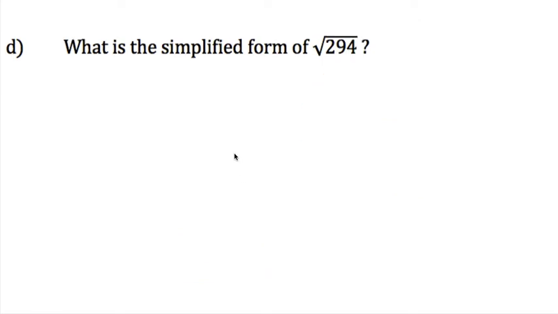D, 294. Sometimes you're going to come across numbers that are not as familiar to you, so you want to just go through and find a number that will divide out. Okay, so I know 294 is even. So I'm going to take 294 and divide that by 2. So 2, and this ends up being 147.